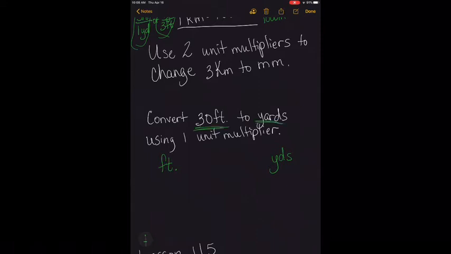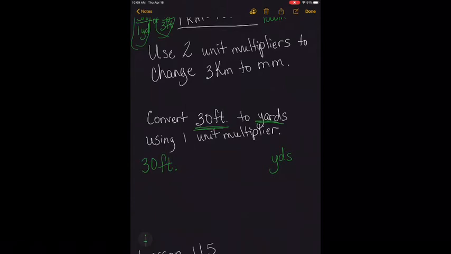The reason is that you know your starting point. They give that to you, and you know where you need to end. And those 2 pieces of information direct you as to which unit multiplier to use. So we're going to write 30 in front of our feet because that's what we're changing, but we don't know how many yards it is yet. Now, some of you may be able to do that in your head, and that's fine and dandy.